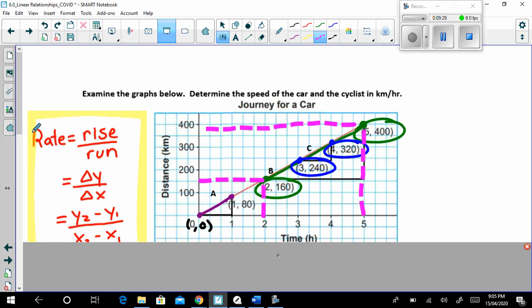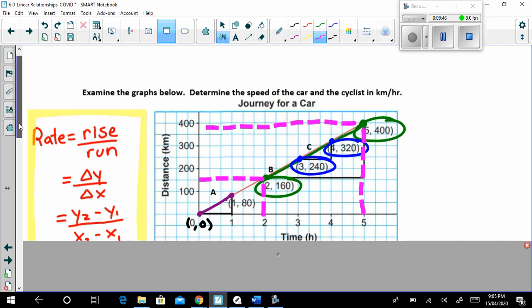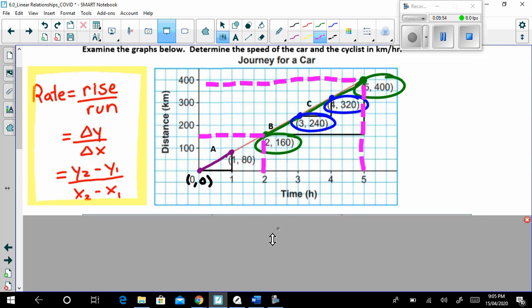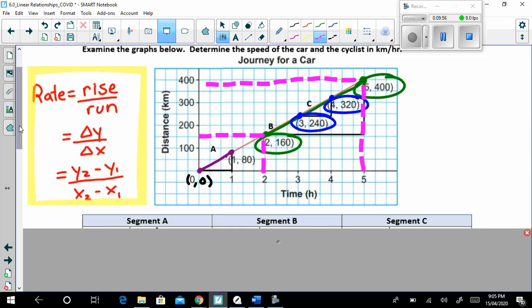So our rate or speed is equal to the rise divided by the run. Rise is our change in our y values. Okay, run is our change in our x values. And so our change is calculated by taking the second value and subtracting the first value. Okay, so let's take that equation and apply it to the different line segments.